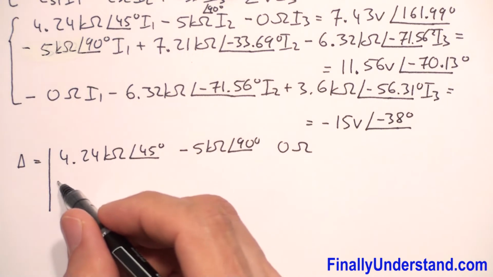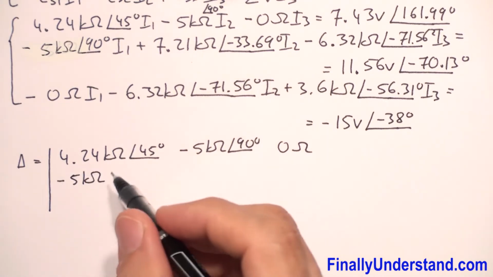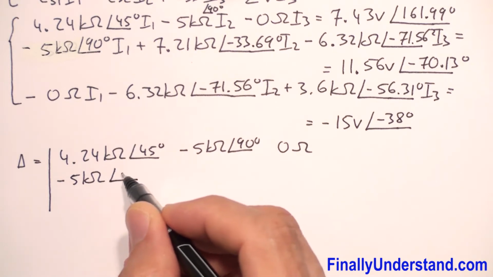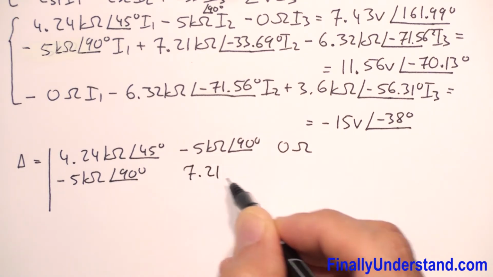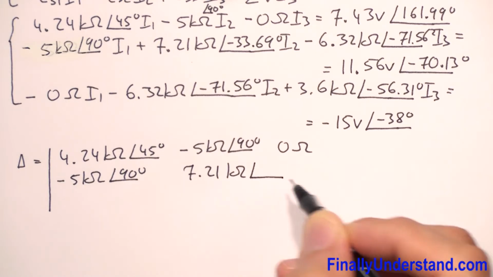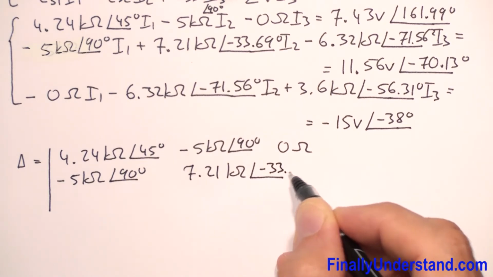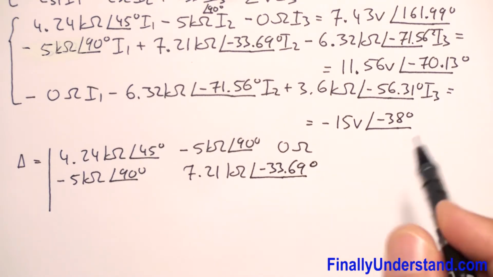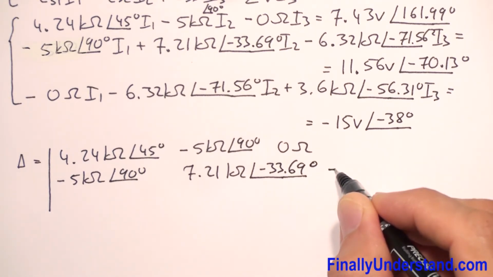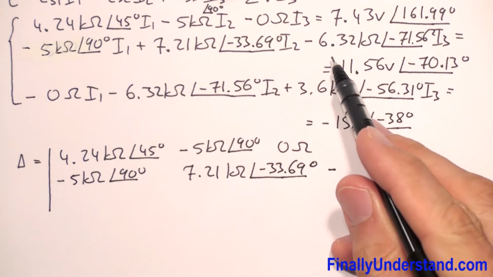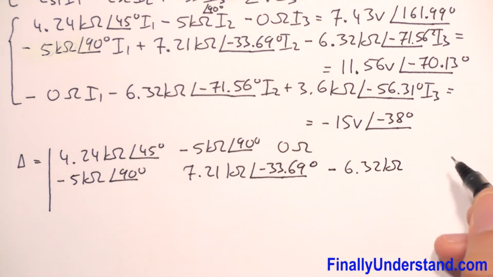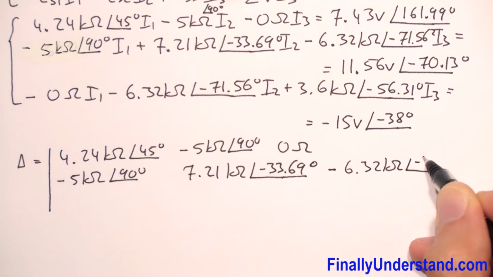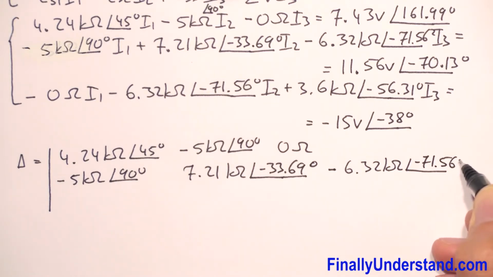Next I have negative 5 kilo ohms and angle of 90 degrees, and I have 7.21 kilo ohms and angle of negative 33.69 degrees, and I have negative 6.32 kilo ohms and angle of negative 71.56 degrees. Of course, this is the degree, okay?